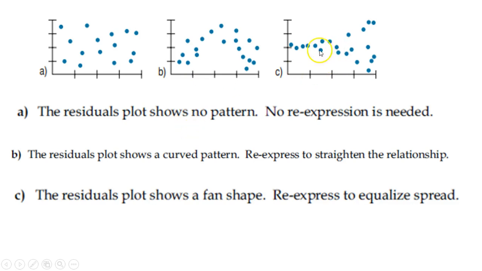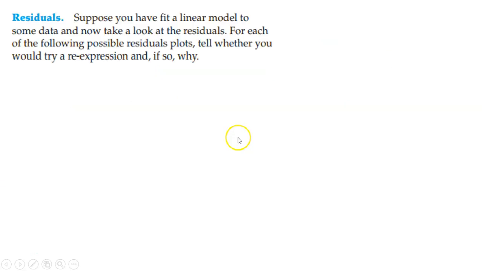And then this one, it's showing a fan shape. So we would also try to re-express this to equalize the spread. And think about it this way: there's no pattern, and that's a pattern. This pattern looks like it's fanning out. It's still a pattern of fanning out, which is why you'd probably want to re-express it.